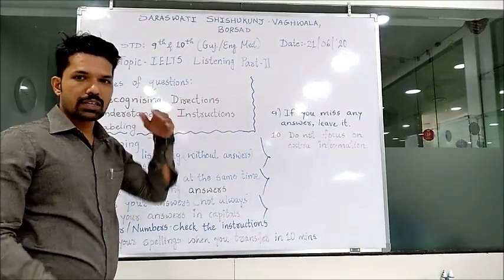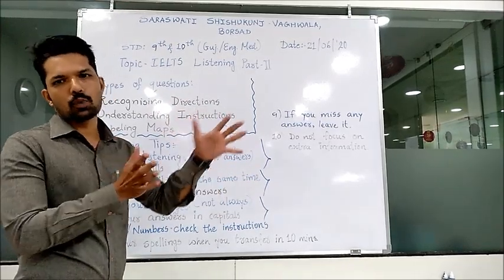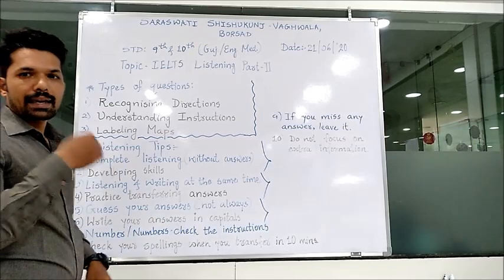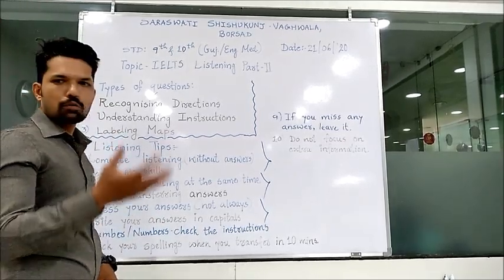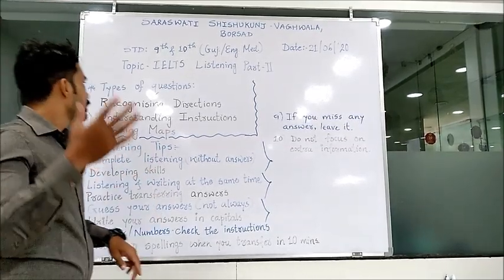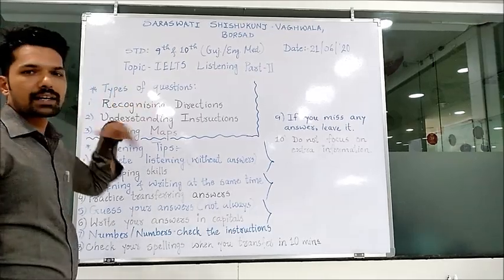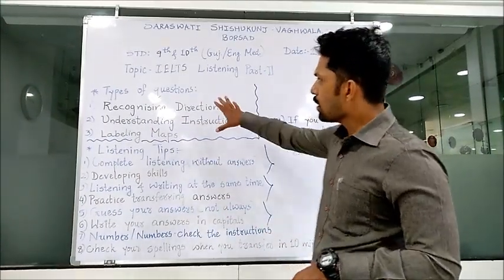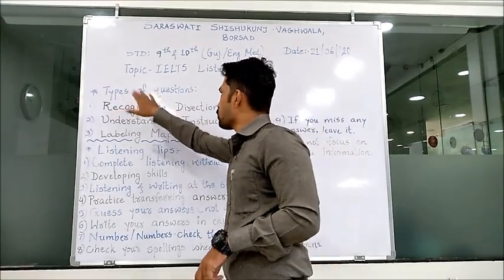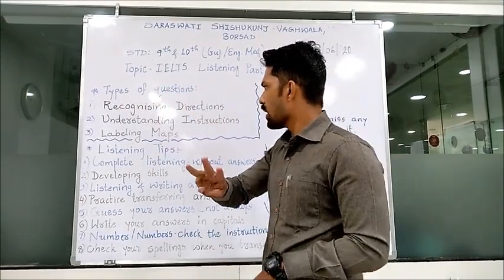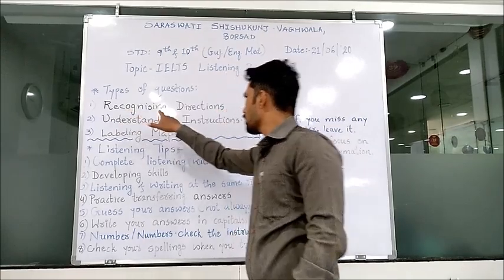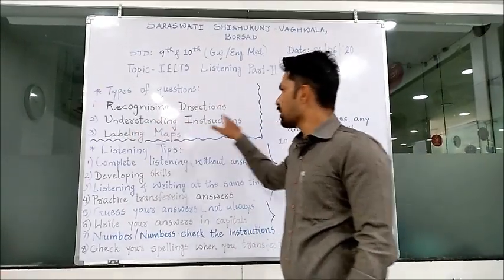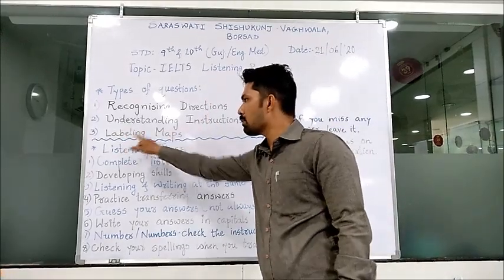As you had seen in the first video, there were 8 questions that can be asked. In this video there can be 5 to 6 questions, and here are the types of questions that can be asked in the second part of listening. As you can read on the board, there are 3 types of questions. First is recognizing directions. Second one is understanding instructions, and the third one is labeling maps.